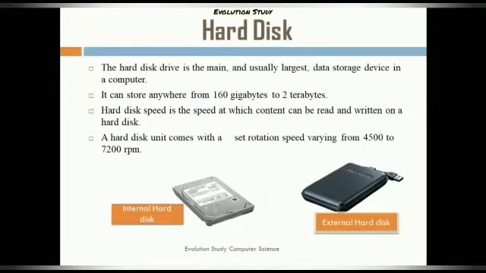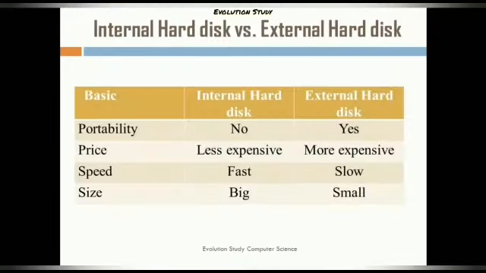The hard disk drive is the main and usually the largest data storage device in a computer. It can store anywhere from 160 gigabytes to 2 terabytes. Hard disk speed is the speed at which the content can be read and written on a hard disk. A hard disk unit comes with a set rotation speed varying from 4500 to 7200 RPM. Access time is measured in milliseconds.